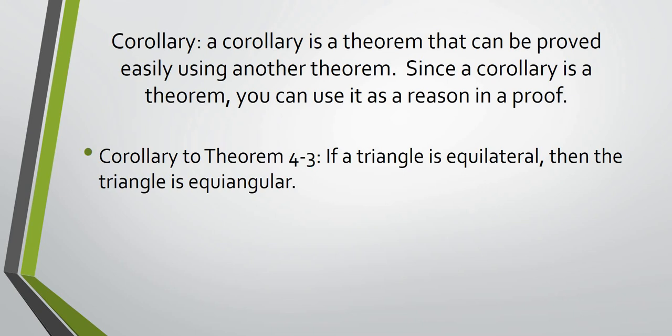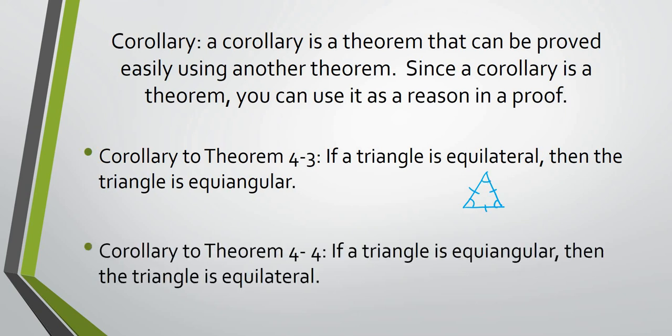Corollary to theorem 4-3. If a triangle is equilateral, then the triangle is equiangular. So this is a corollary to the one that says if two sides are congruent, then the opposite angles are. Now I'm adding if all three sides are congruent, all three angles are congruent. Conversely, if a triangle is equiangular, if all the angles are equal, then we can say that all the sides are equal. And this should follow pretty easily from the other theorems that we've talked about. And that's it for today.